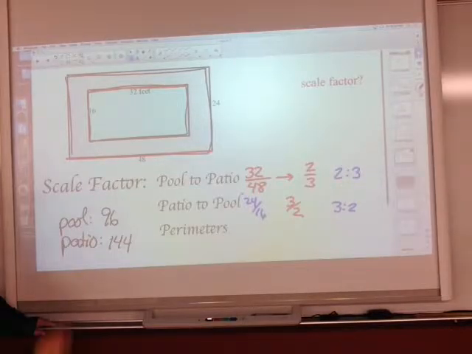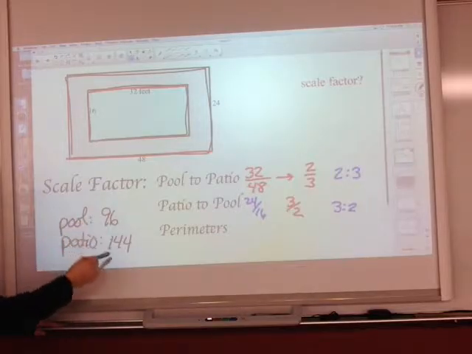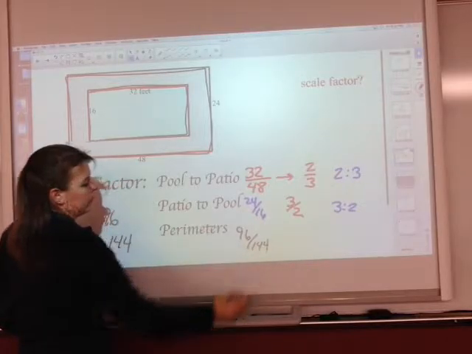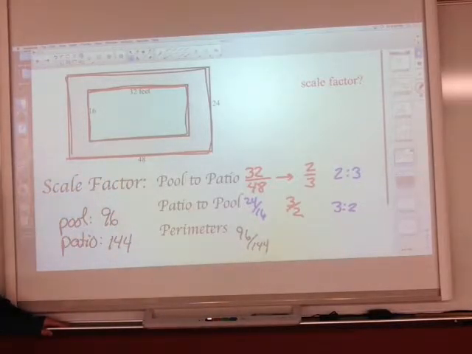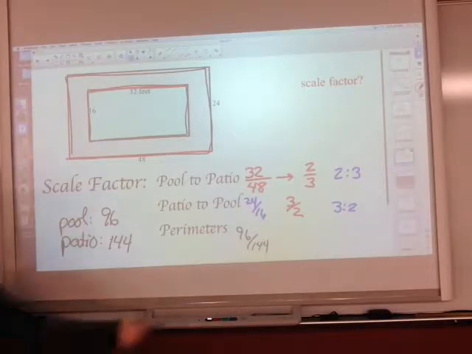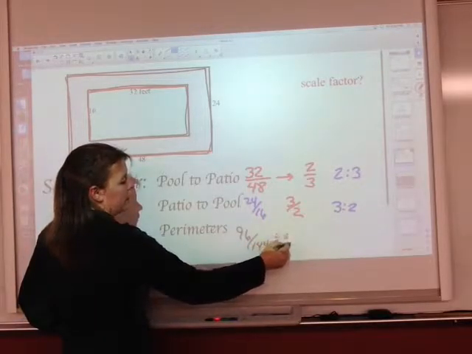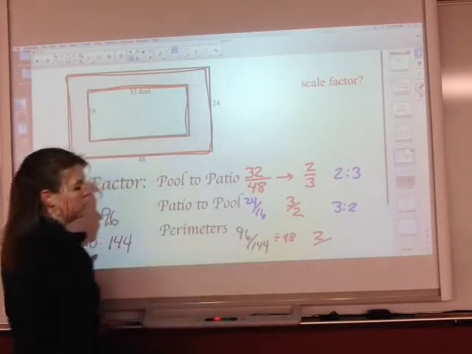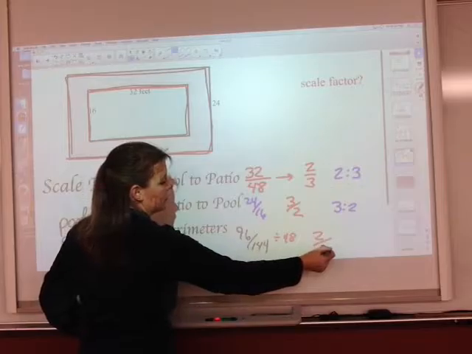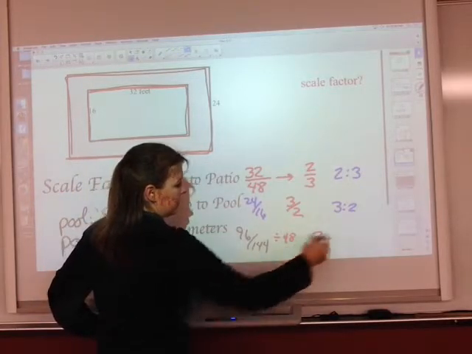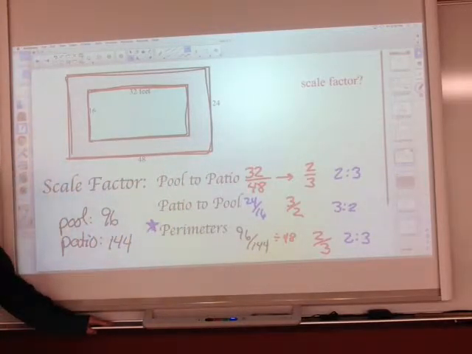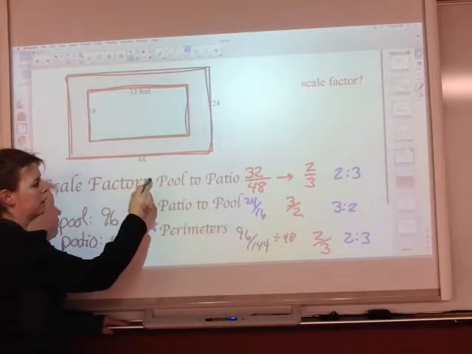What is the scale factor of the perimeters? If we go pool to patio, it'll be 96 over 144. Believe it or not, both of those perimeters are divisible by the number 48. 96 divided by 48 is 2. 144 divided by 48 is 3. The scale factor of the perimeters is going to be exactly the same as the scale factor of the sides.